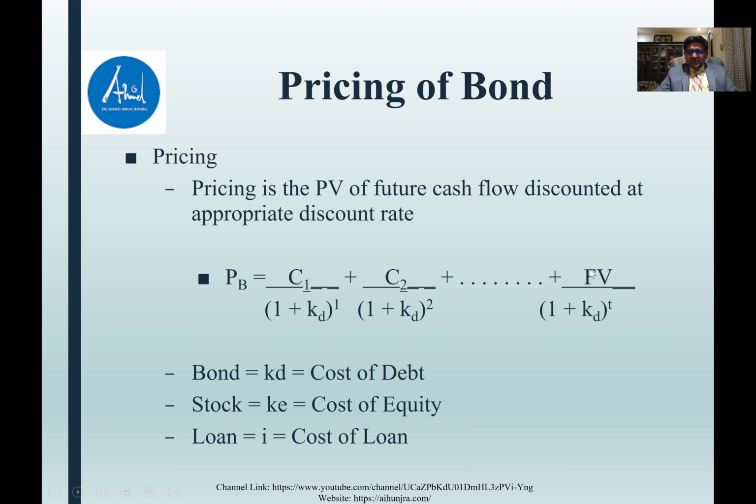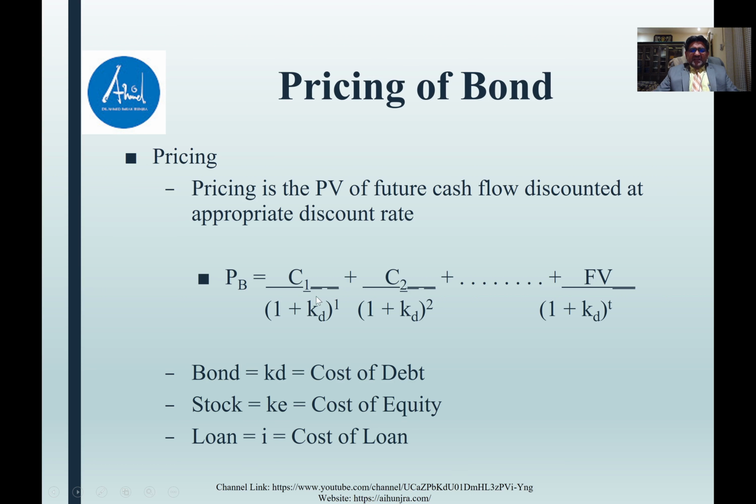What is this cash flow? That is the future value. Why are we placing it at the end? Because the face value is given to the bondholder at the time of maturity. What is the time of maturity? That is T, over the life of the bond. At the time of maturity, the face value will be given to the bondholder.